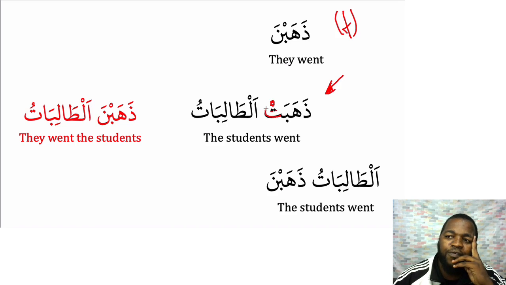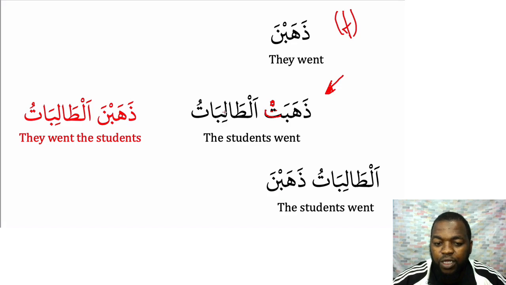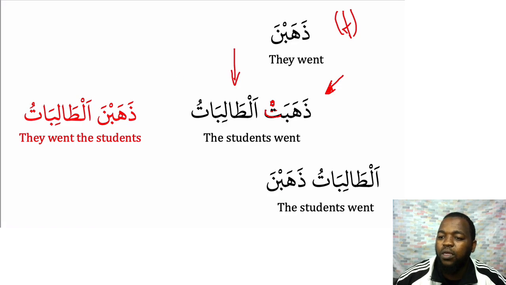It's a sign of the feminine. And where is the subject? The subject is here. But if I write dhahabna al-talibatu, this is wrong. Why is it wrong? Because the subject, the doer of the action for the verb dhahaba is na, and we have this thing here, which is as if we were saying "they went the students," and this is wrong.